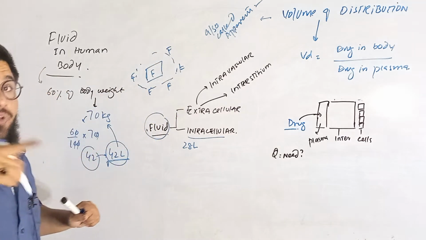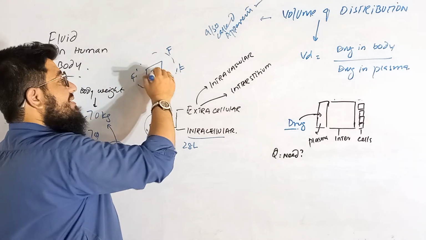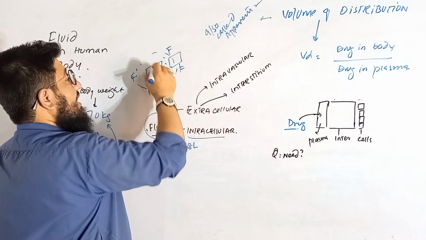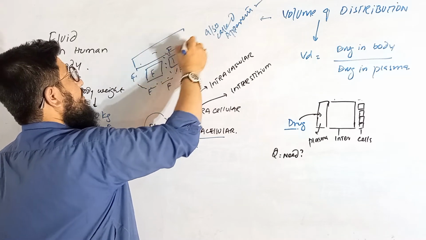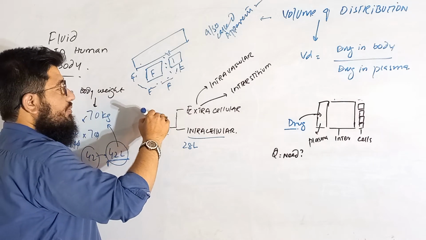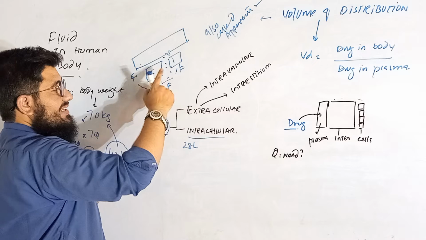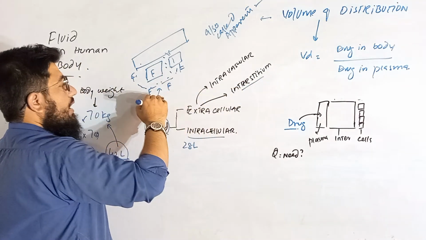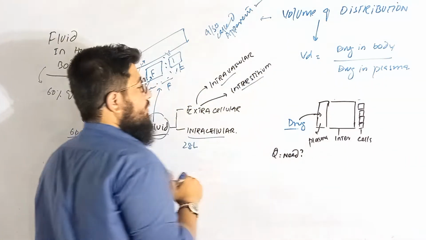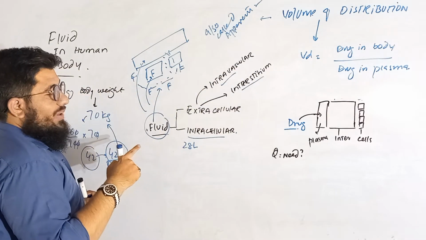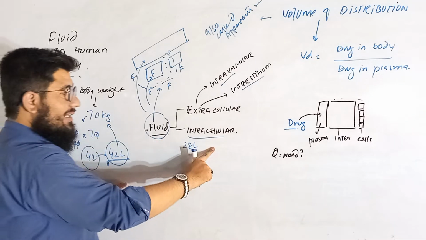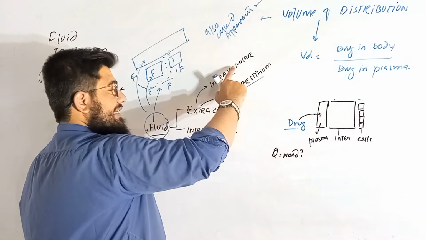And if we talk about humans, we have cells, and between the cells there is space, and along with that there are the blood vessels. So now what will happen? This fluid will distribute itself into the space between the cells, known as interstitium, inside the cell, and inside the blood vessel, called intravascular fluid. So this 42 liters of fluid will distribute into the cell, interstitium, and intravascular.